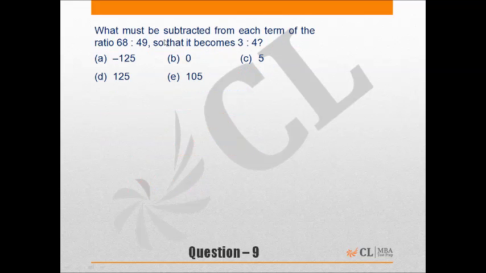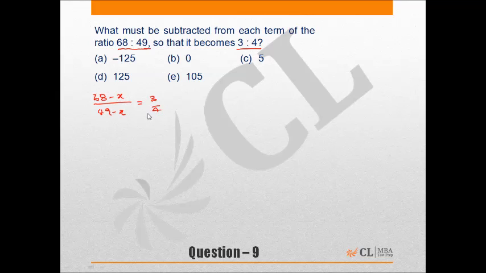Question 9. What must be subtracted from each term of the ratio 68 by 49 so that it becomes 3:4? This question is absolutely similar to question 6 which we just attempted a little while ago. The conventional way again would be to do (68 minus x) upon (49 minus x) equal to 3 by 4.